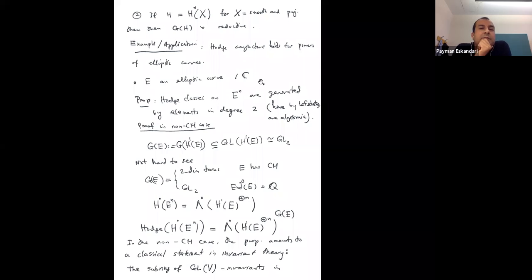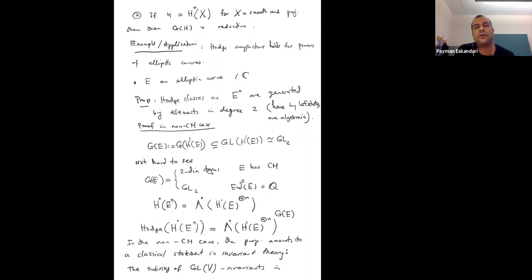Suppose E is an elliptic curve over C, and the claim is that Hodge classes on E to the power of n are generated by elements in degree 2. So the Hodge classes are generated by Hodge classes in H2 of this thing. And this gives the Hodge conjecture because by Lefschetz, the Hodge conjecture holds in degree 2. And then once all your Hodge classes are generated by elements of degree 2, you get the Hodge conjecture in this case. Now the proof of this proposition goes as follows.